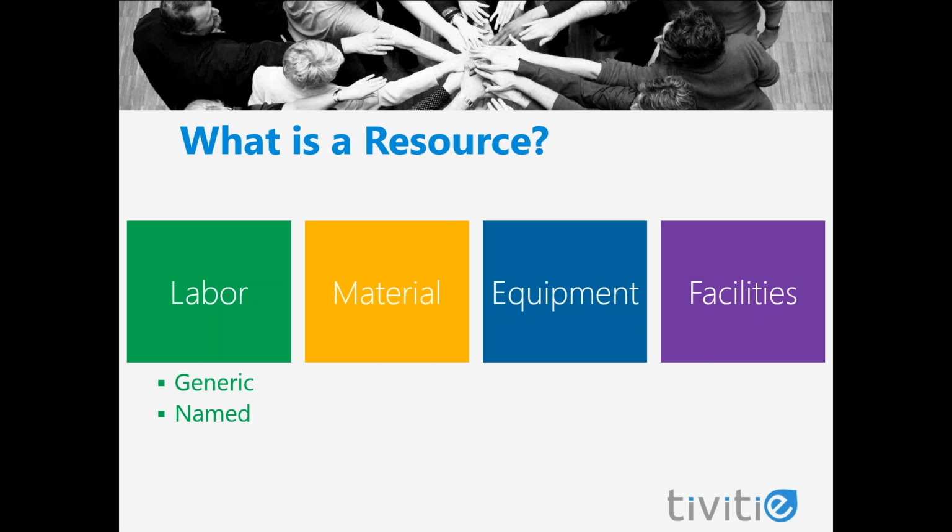Labor resources are usually managed in one of two ways: as generics by skill level or resource type, such as design engineer, graphic artist, etc., or as named resources like John Smith and Susan Jones.